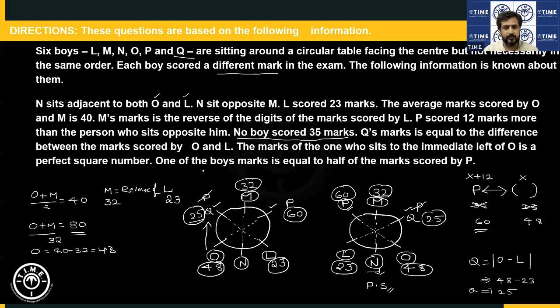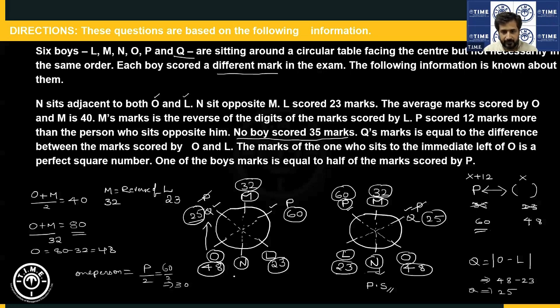Now, what is the last clue given? One of the boys' marks is equal to half of the marks scored by P. So one person, we don't know who that person is, should have a score equal to half of P, so P by 2. Number of marks scored by P in any case is 60. So 60 by 2, 30. So one of them must have scored 30 marks.